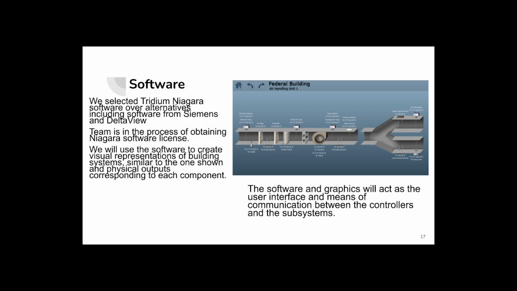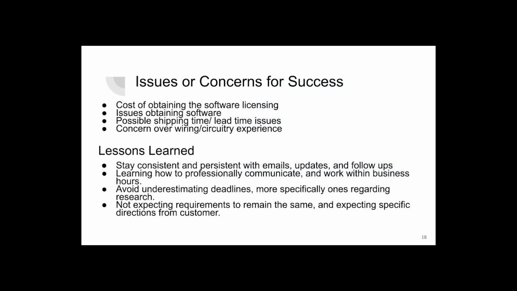The model shown on the right is an example of how our system will be modeled in the Niagara software. Each system, lighting, boiler, and HVAC, will have key components modeled in the software. Each selectable component and action in the software will produce a physical output and provide feedback to the software system. The temperature sensor and occupancy sensor will also provide feedback to the system to determine the status of components.